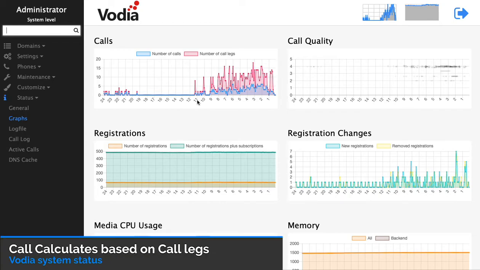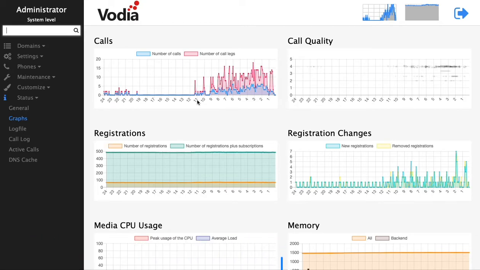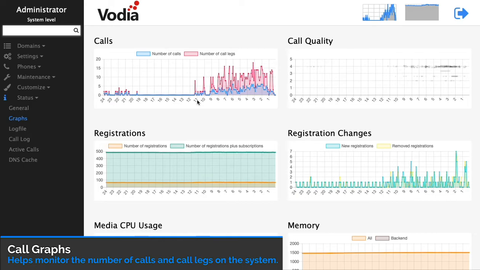Why are the call legs important? Because from a technical point of view, that's the resource which is being used. For example, if you have calls with many parties, like in a group, or a page, when you're paging many extensions, that costs a lot more resources than just a basic call. That's why we show both numbers, the number of calls and the number of call legs.